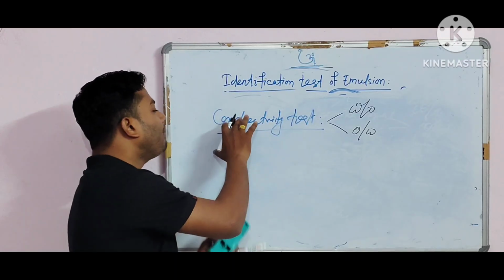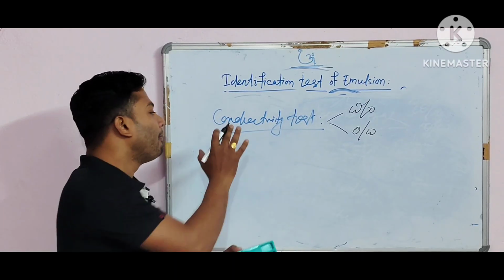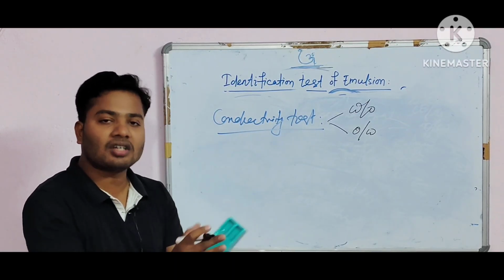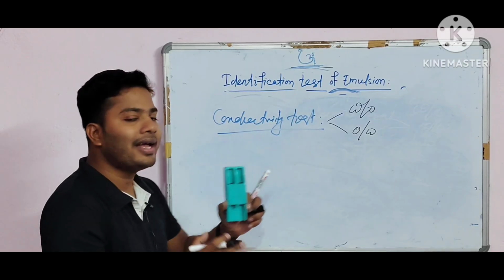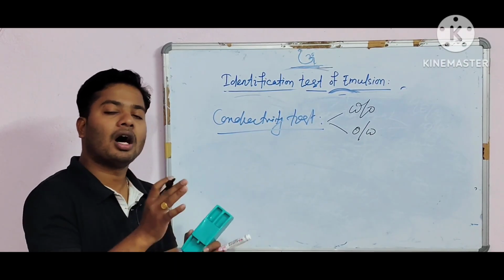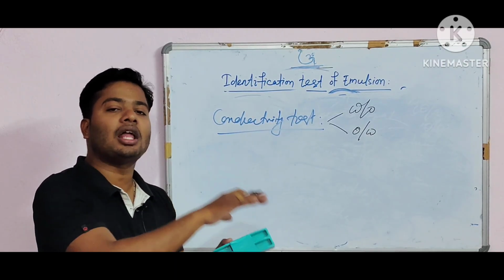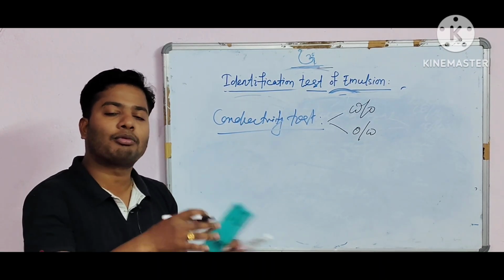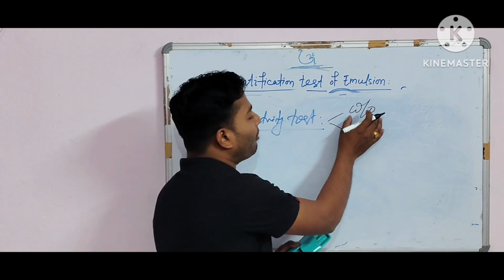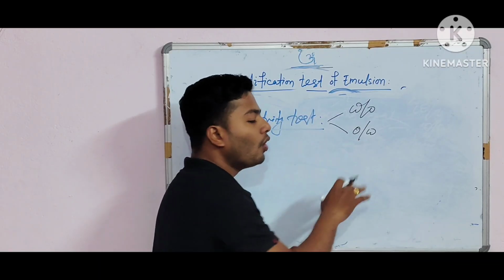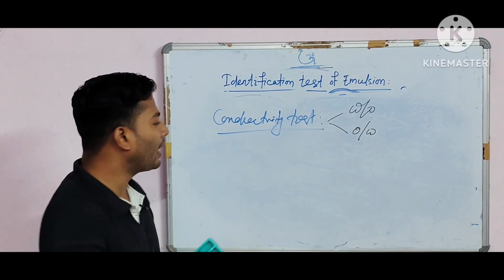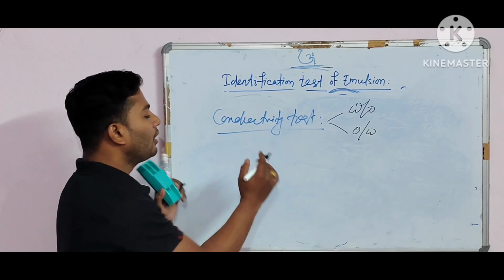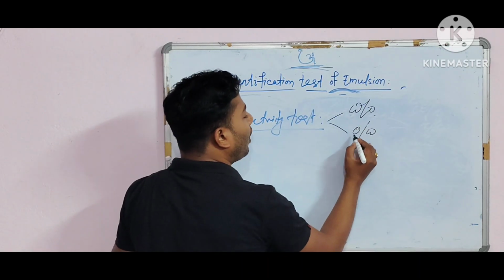Conductivity means you have to pass some electricity. By passing the electricity in the emulsion, you have to identify whether it is W/O type of emulsion or O/W type of emulsion. So first of all, you should know water in oil or oil in water.